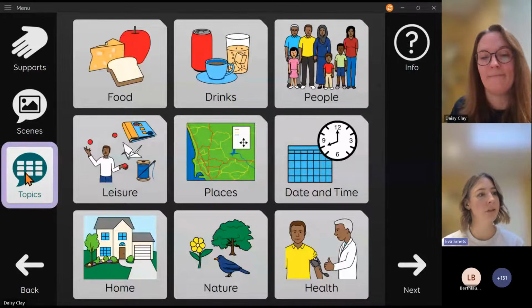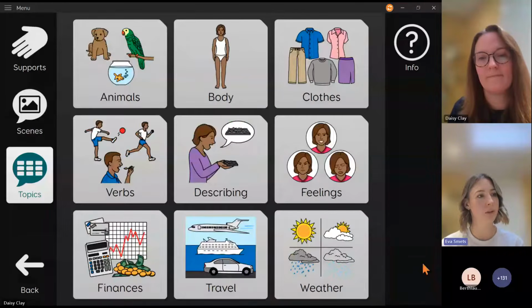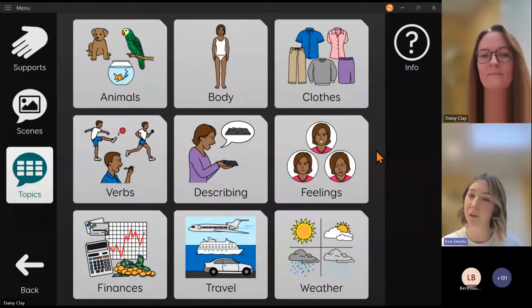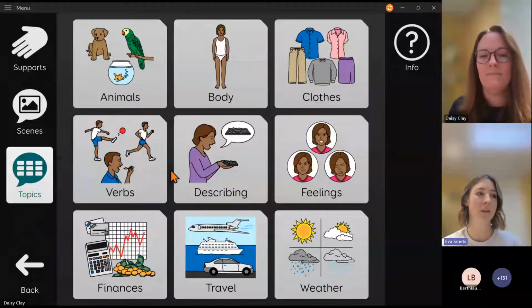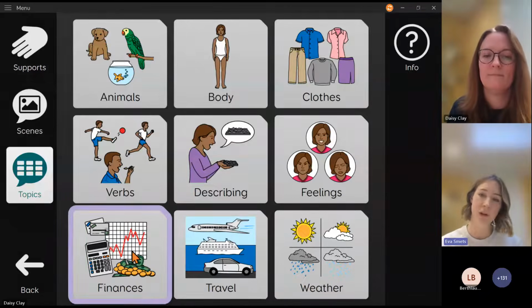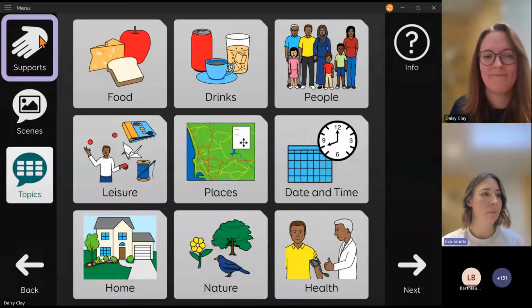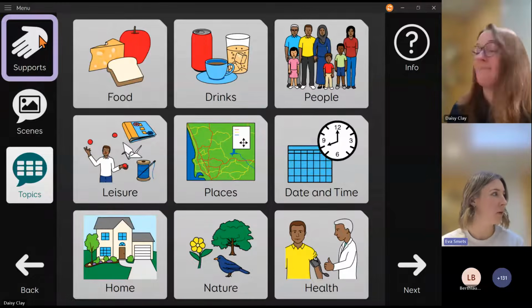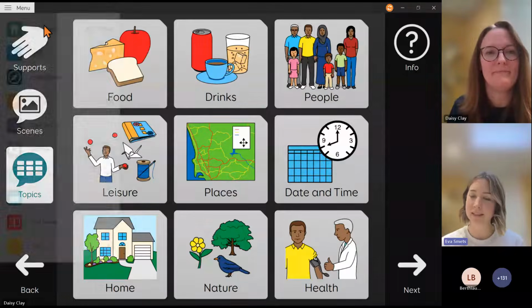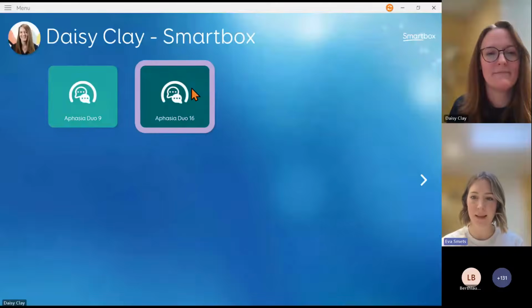And then if we just go to the second page of topics as well, just to give a few examples of other topics that we've included. So we know that verbs can also be quite difficult for people with aphasia. We've included those as well. And we know that it might be important for individuals to talk about things like finances or travel. So that's Aphasia Duo 9. So now we'll jump into 16 and we can show you some of the differences in there.